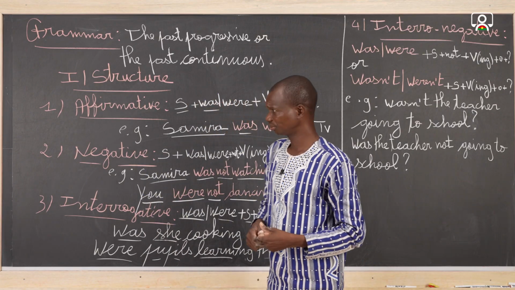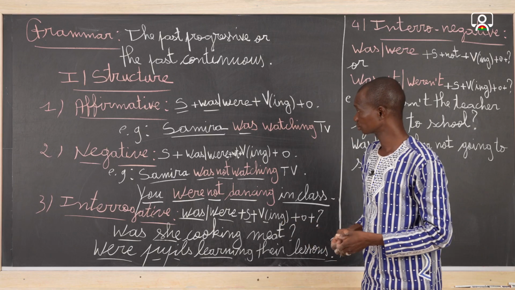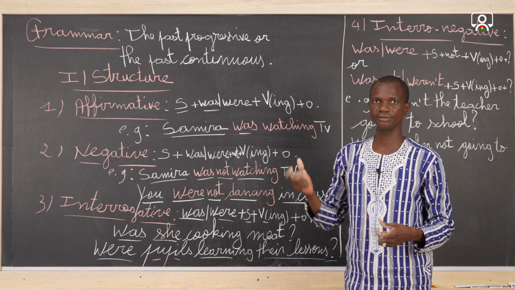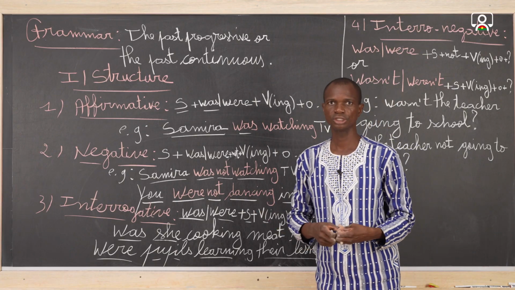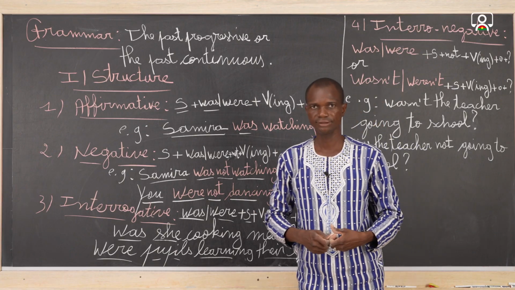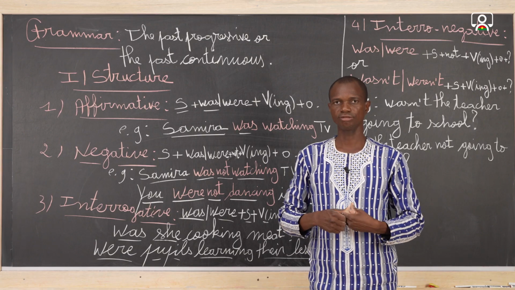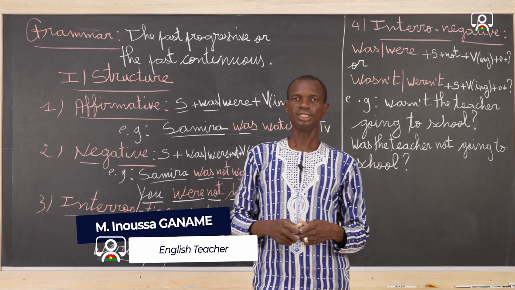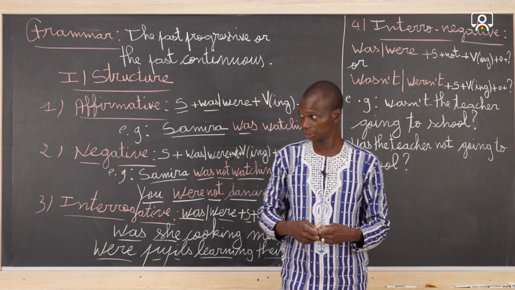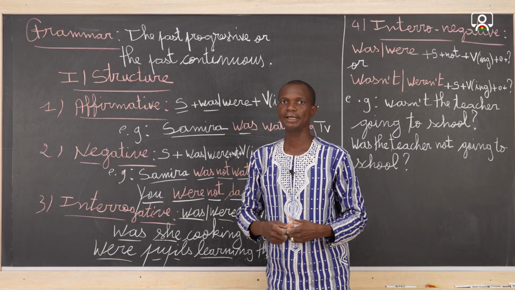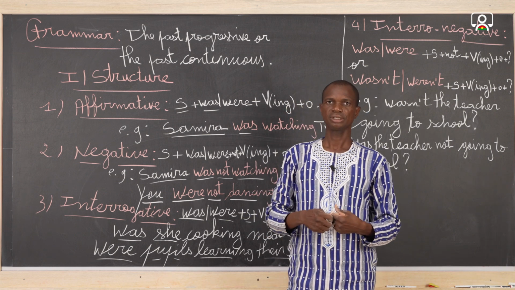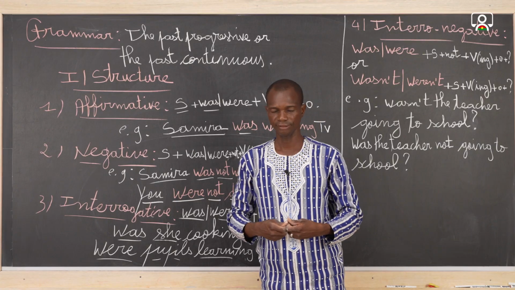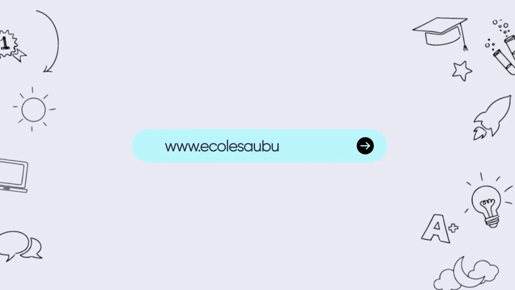Now, this is the end of the structure, meaning the different rules of formation: affirmative, negative, interrogative, and interrogative negative form. We are going to deal with the use or uses then of the past progressive or the past continuous, which means l'imparfait in French.